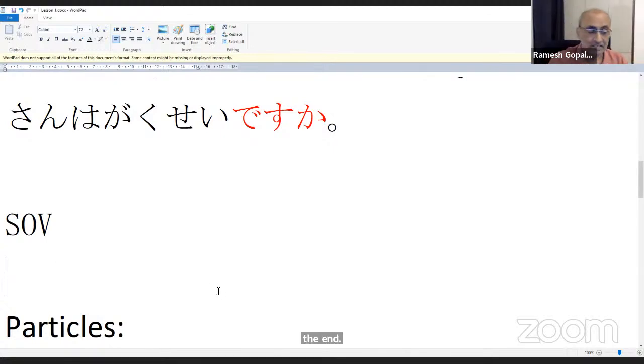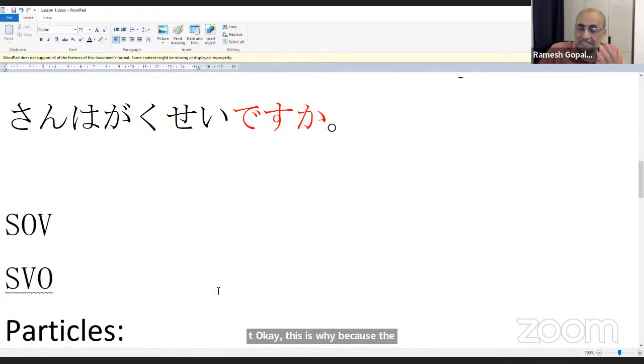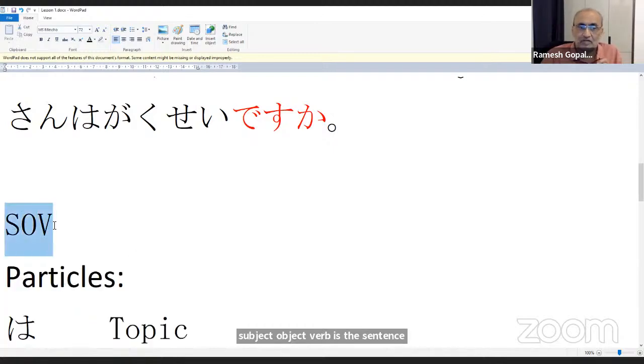In English, how is it? Subject, verb, object. Because the sentence structure is like this, everyone says Indians can learn this language faster. It's because of this. Our languages have this structure, whereas the Western languages have SVO. But SOV is Japanese. Subject, object, verb. Okay. I told you subject, object, verb is the sentence.